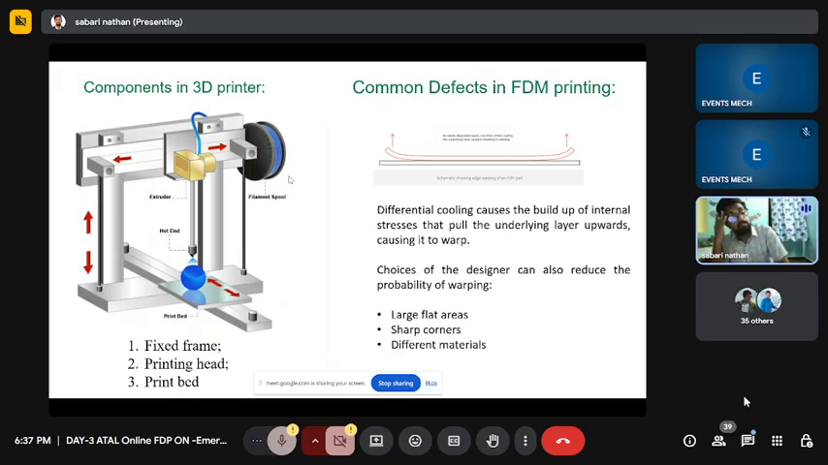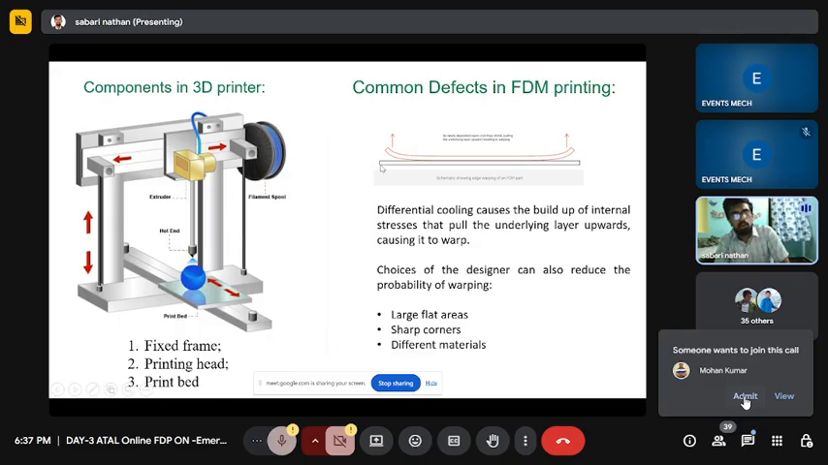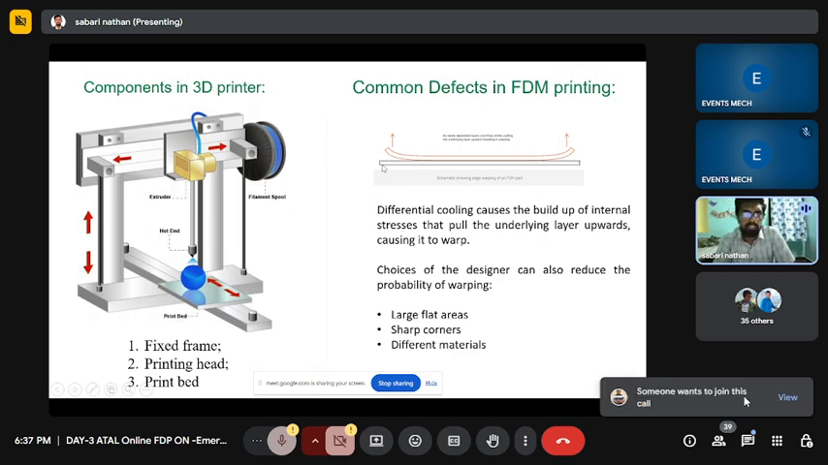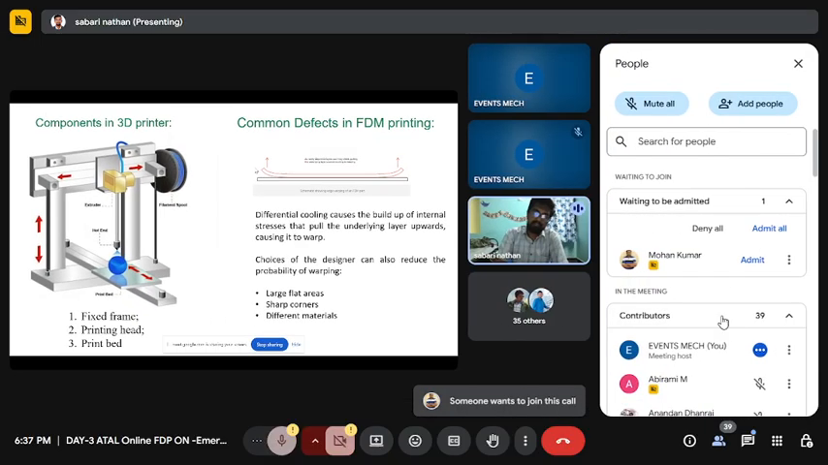Okay, the first and main one is warpage, which can be eliminated by using large flat areas as well as rafts with a different material. Because if you are printing with PLA and you print the support or a raft with PET, it will eliminate this kind of warpage. So these are some of the defects which occur during the FDM process.